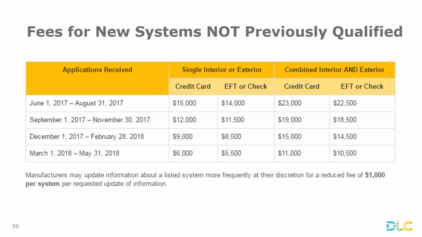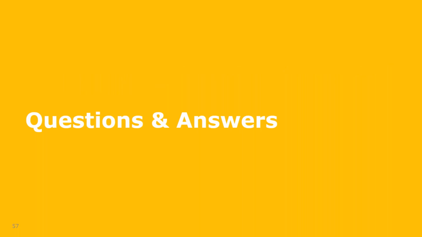If your system is not already qualified on the QPL and it's new to DLC, so you're not worried about keeping it active with the June 30th deadline, then you can submit a new system application at any time. The qualification will last through June of 2018, when it will need to be renewed. And therefore, the application fee is prorated throughout the year, as shown on this chart, based on the time remaining until the qualification expires in June of 2018. This chart is copied off the website, so you can find that there under how to qualify your system.